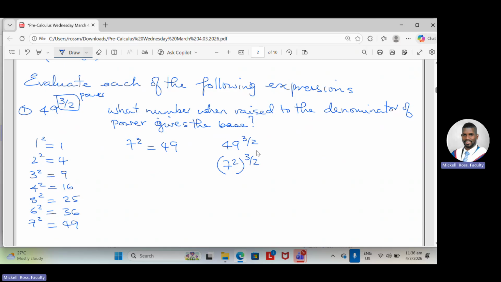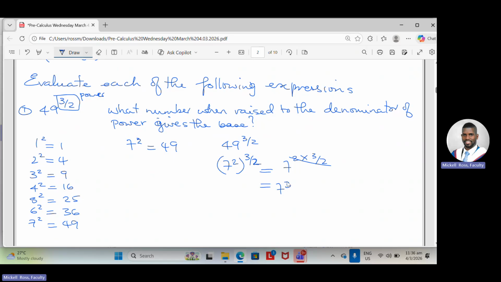How we can think about it is this. This 2 will cancel with this 2. How do we know that? Because this is the same thing as saying 7 to the 2 times 3 over 2. Why is that so? Because the power on the inside must multiply the power on the outside. So these 2 will multiply. So the 2s will cancel, leaving you with 7 cubed.